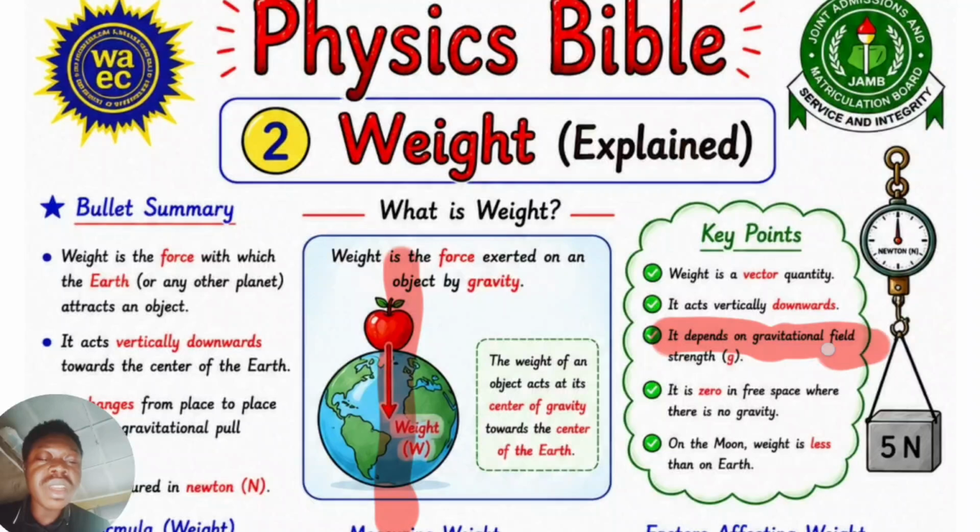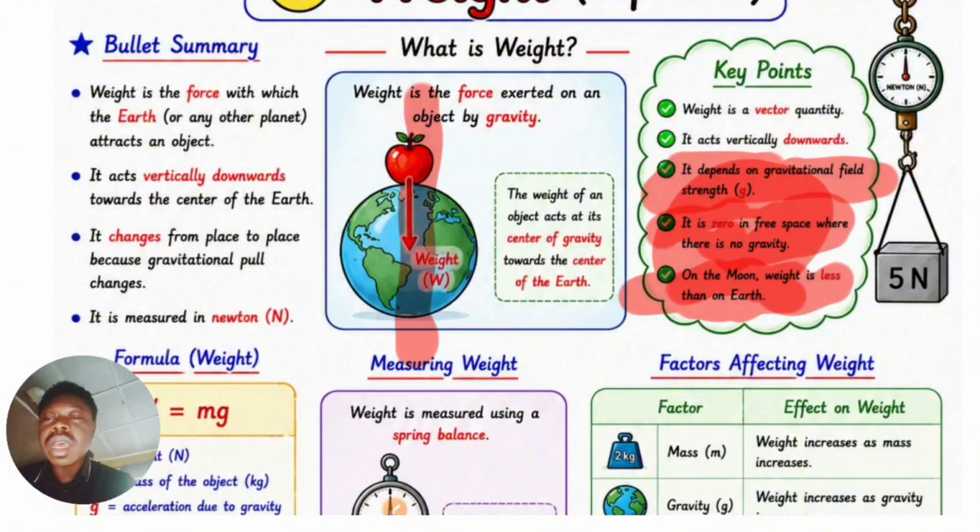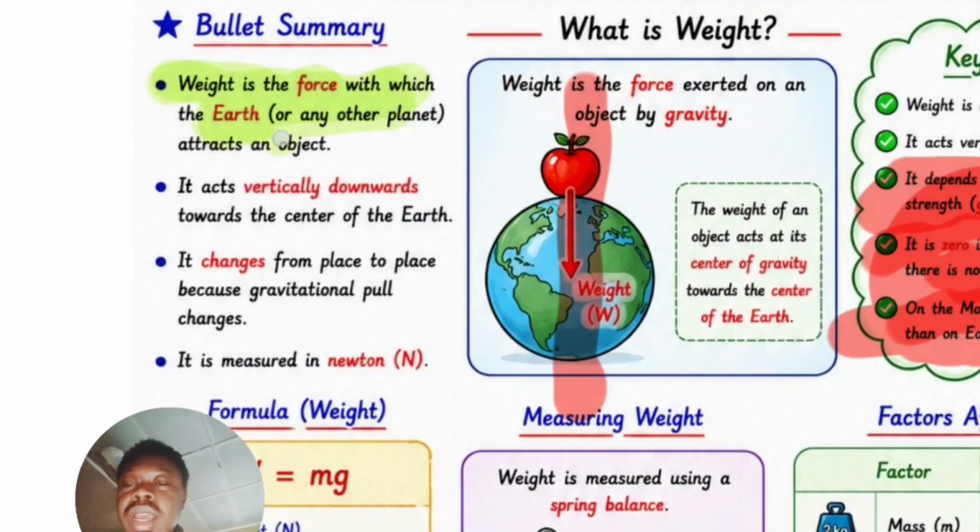Then it depends on the gravitational field, which is small letter g, and it is 0 in free space where there is no gravity. On the moon, weight is less than on the earth. One key thing you must know is that weight is the force with which the earth or any other planet attracts an object. Without it, planets cannot attract an object to themselves. It acts vertically downward towards the center of the earth.